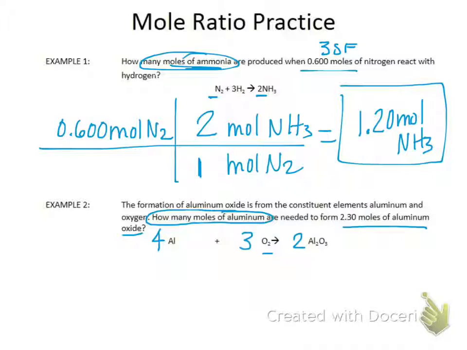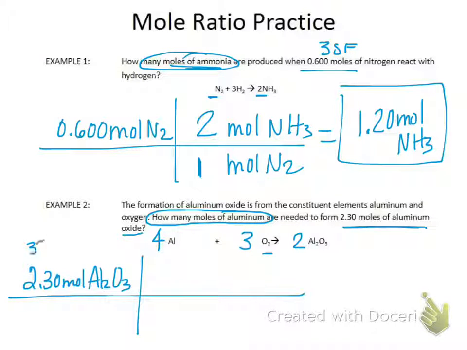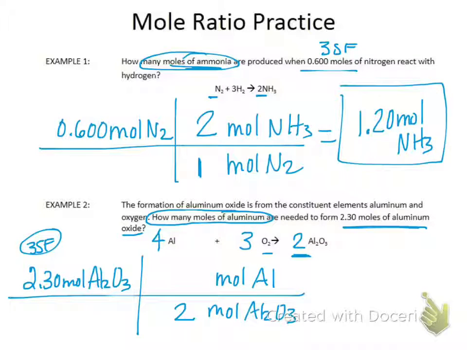So again, always start with what number they gave you in the problem, 2.30 moles of aluminum oxide. Okay. We're going to need 3 significant figures in our answer, so let's keep that in mind. I want to get rid of moles of aluminum oxide, and I'm trying to go to moles of aluminum. So now I go to my balanced equation and get what those numbers are supposed to be. In front of aluminum oxide, I have a 2, so I put a 2 here. In front of aluminum, I have a 4, so I put a 4 here.